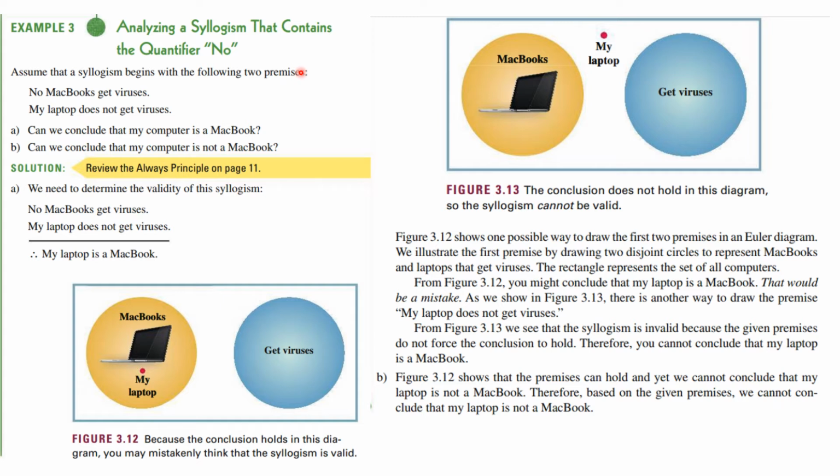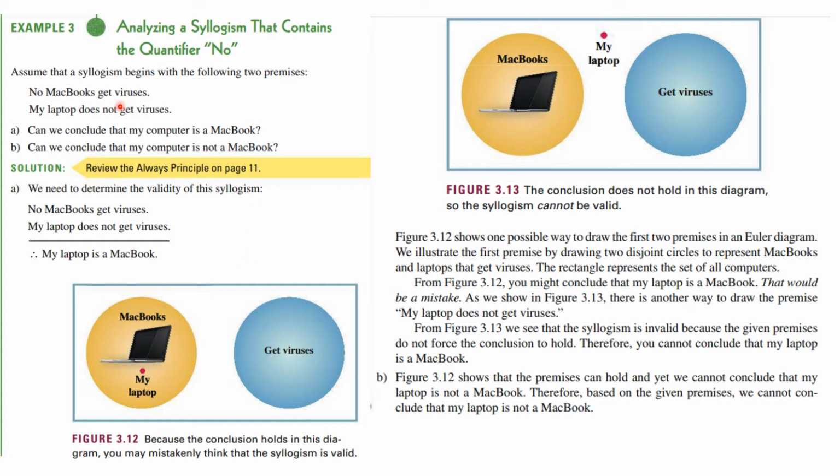In example 3, we're going to analyze a syllogism that contains the quantifier no. So assume the syllogism begins with the following 2 premises. No MacBooks get viruses, and my laptop does not get a virus. Can we conclude that your computer is a MacBook?